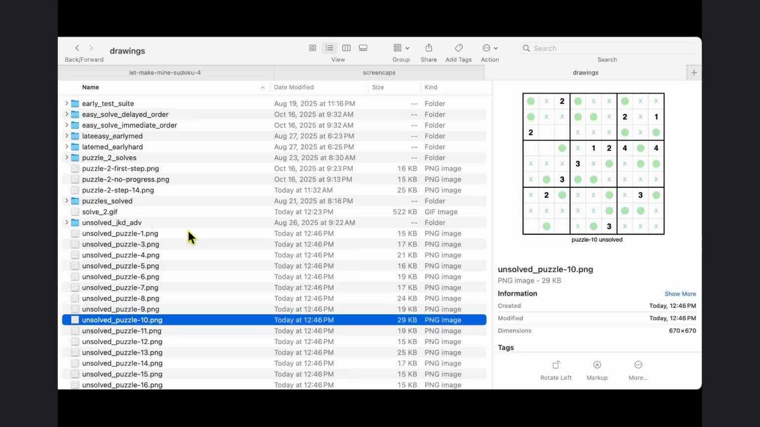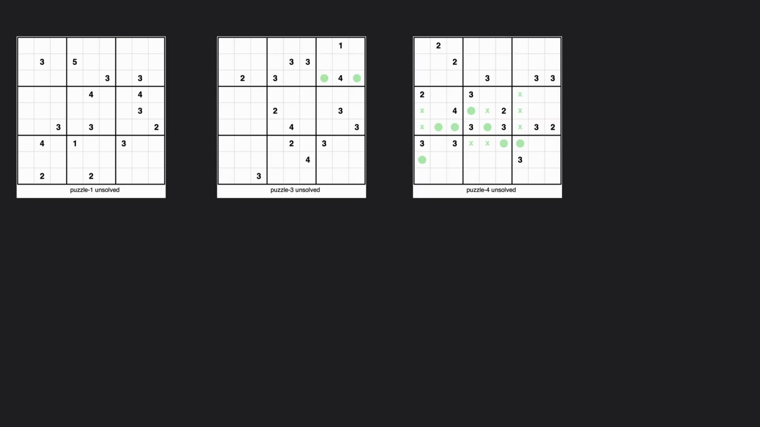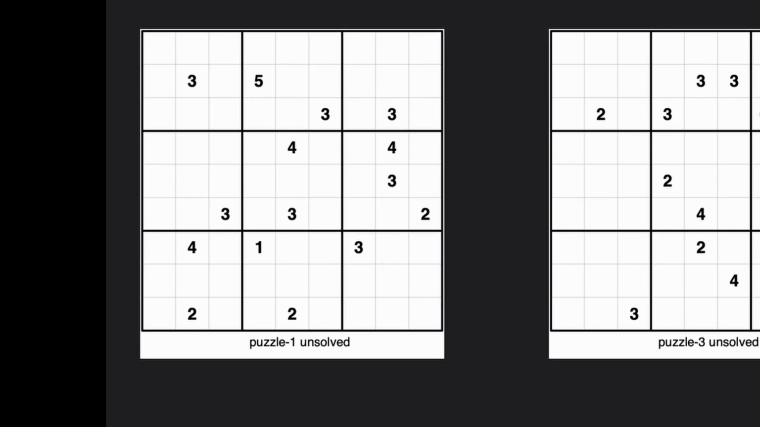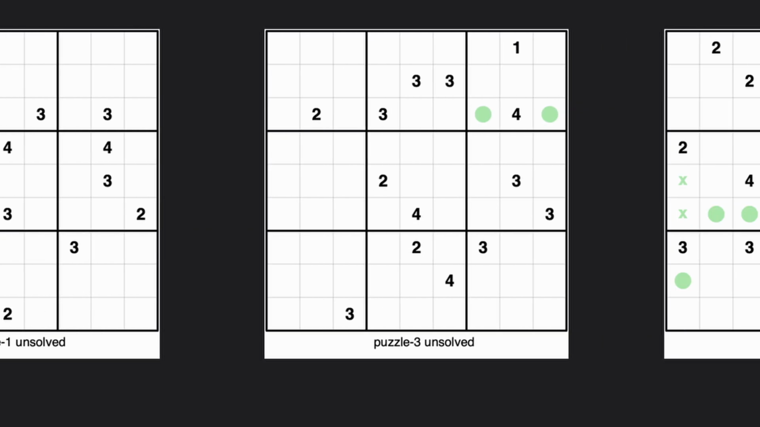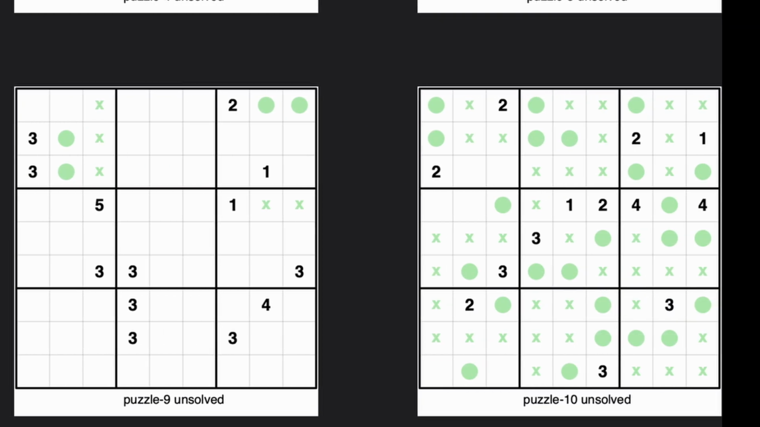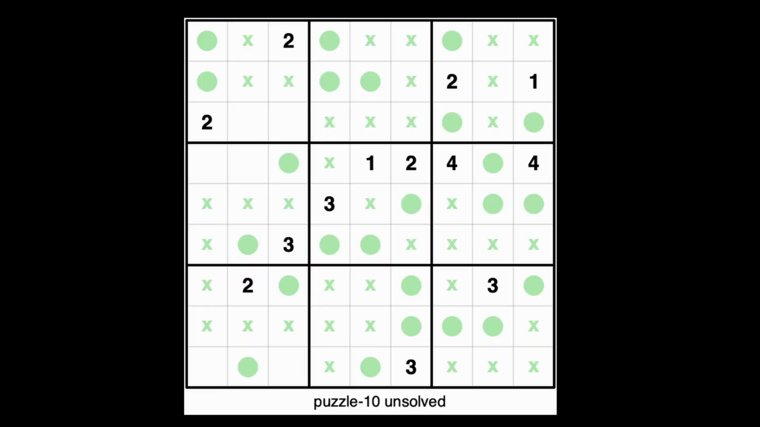Then we'll look through those pictures for puzzles which are nearly solved, since those are good candidates for manual solving. It's the low-hanging fruit. Going through these, wow, 0 progress on puzzle 1, a little progress on 4, a little on 8, and a lot of progress on 10. Let's look at that one more closely.